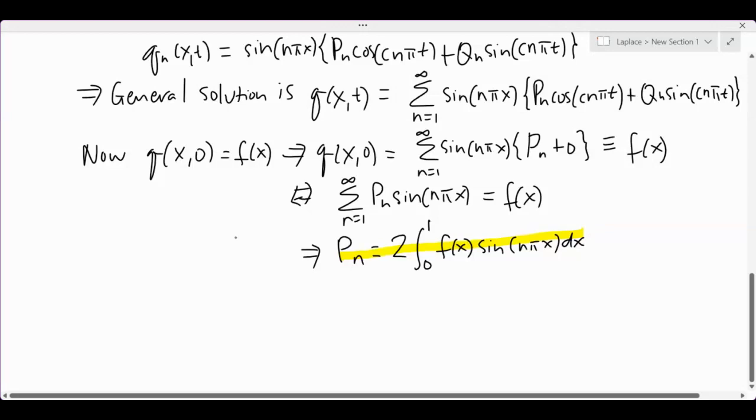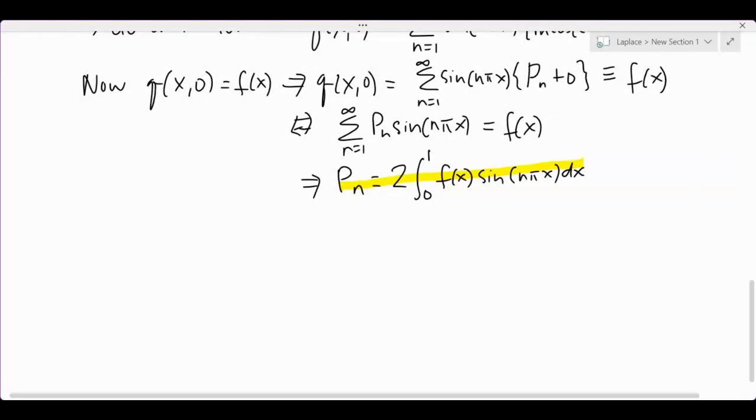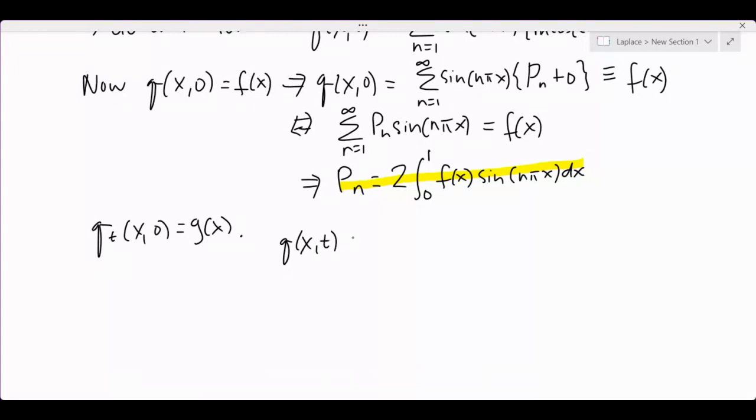And so now we have to determine the expression for the coefficient q sub n. We make use of the condition q sub t of x 0 is equal to g of x. But before that, let's first write again our function q of x t, which is just the infinite sum from 1 to infinity of sine n pi x times p sub n cosine c n pi t plus q sub n times sine of c n pi t.